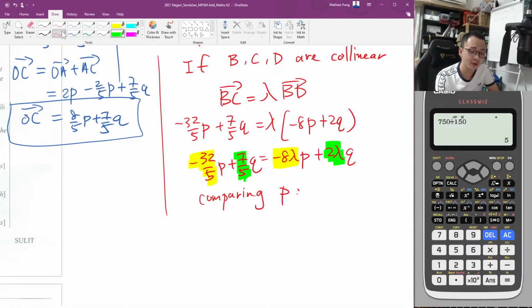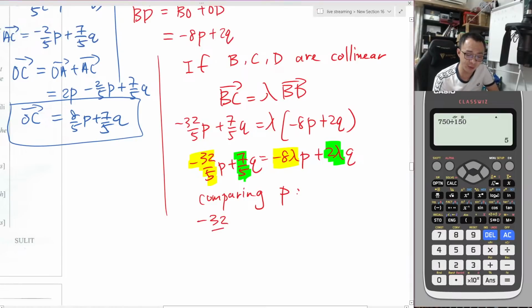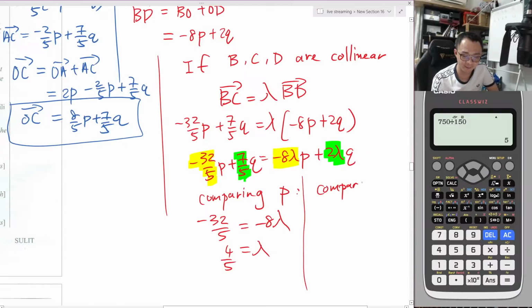Okay? So therefore, negative 32 over 5 equals negative 8 lambda. So my lambda should equal 4 over 5. Then I will compare the q. If I compare the q, 7 over 5 equals 2 lambda. So in this case, lambda will equal 7 over 10.